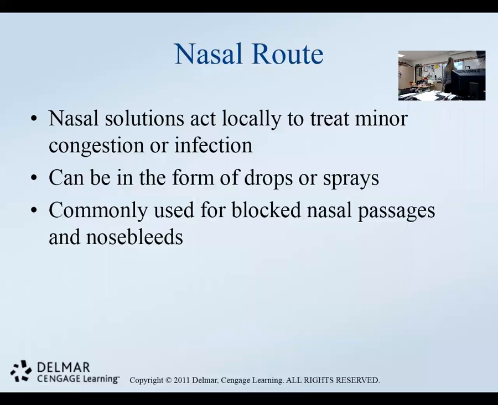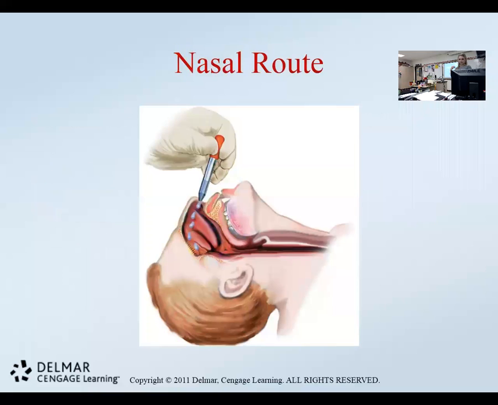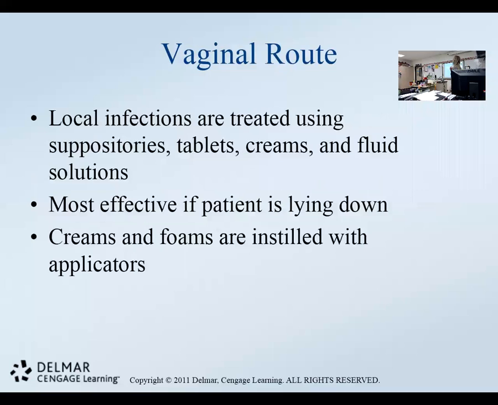Nasal solutions act locally, usually that's the reason we use them. Drops or sprays are commonly used for blocked nasal passages, like if people are really congested. A lot of times it's the blood vessels that are congested too, so some, like Afrin, actually constrict them, they vasoconstrict. Vaginal route, so local infections can be treated this way with suppositories, tablets, cream, or they can be instilled with an applicator.